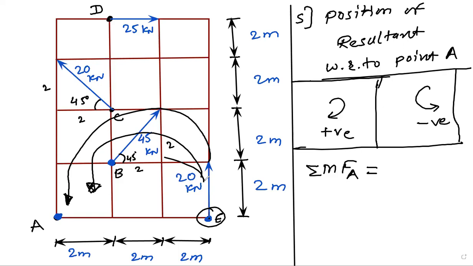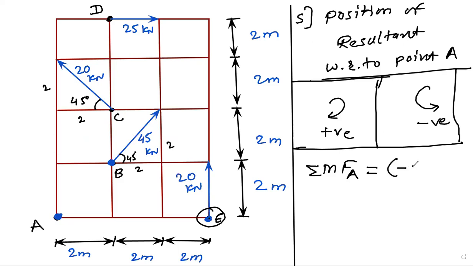This 20 kilonewton force is going like this towards point A, so it is anti-clockwise. Anti-clockwise is negative, so it is minus 20. Take the distance between the point of force, that is point E, and the point about which the moment is taken. ज्या पॉइंटला फोर्स आहे तो पॉइंट आणि जिथं मोमेंट घ्यायचं तिथला पॉइंट, या दोघांमधलं डिस्टन्स घ्यायचं.